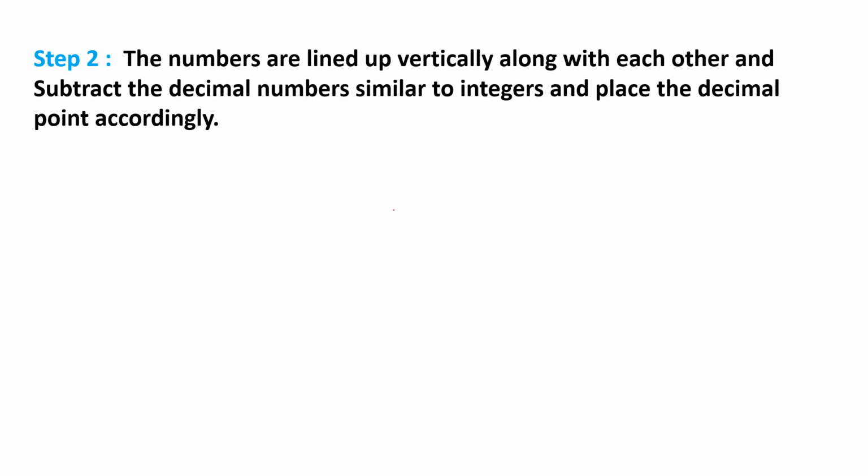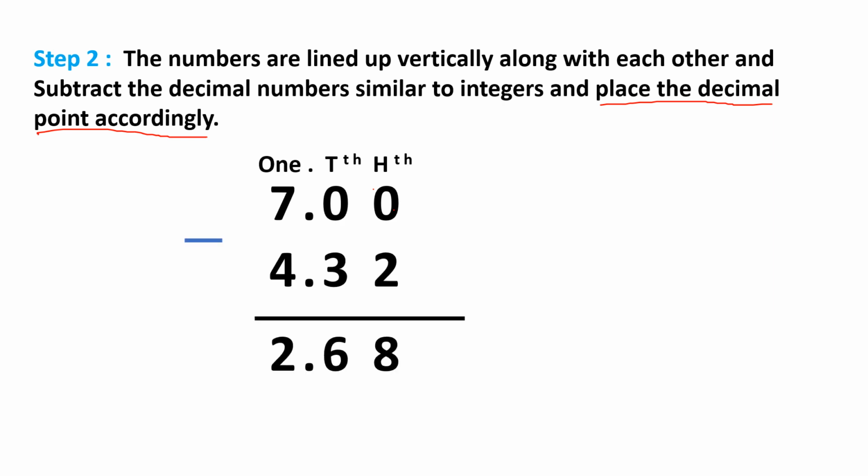The numbers are lined up vertically along with each other and we subtract the decimal numbers similar to integers. Means, in integer numbers, how are we doing the subtraction? The same as we'll do in decimal numbers. What will we be concerned with? Only placing the decimal point accordingly. So here the number is 7.00 minus 4.32. In integers, it is the same as 700 minus 432. So how we do the subtraction, the same we'll follow here, in decimals also. We'll only be concerned about where the decimal point will come down.